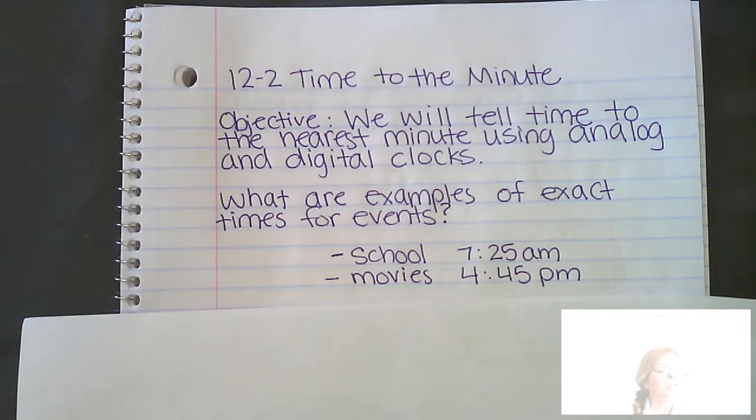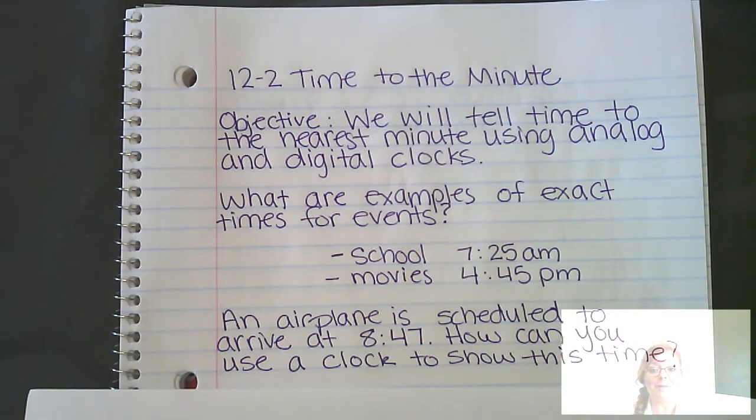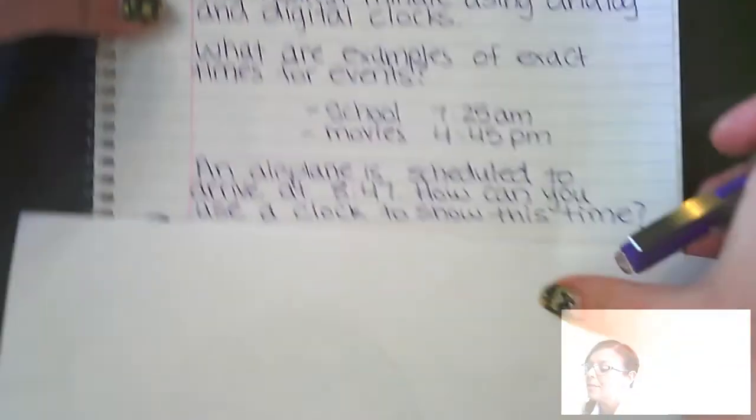All right, so we are going to be talking about time to the minute. Yesterday we learned about quarter after, half past, and quarter to. Today we are going to be talking about specific time to the minute. All right, so here is our story problem that we are going to be reading. Let me move it up a little so you can see it.